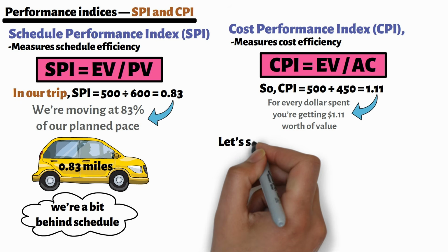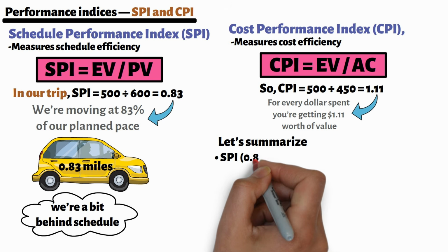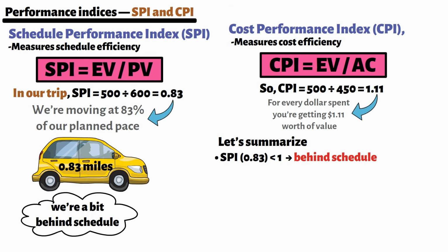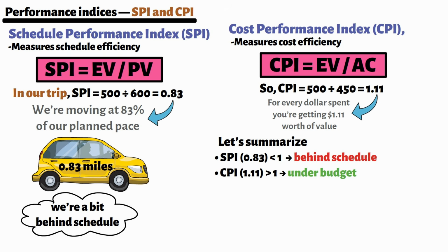Let's summarize what these two indices tell us. SPI is 0.83, which is less than 1, so you are behind schedule. CPI is 1.11, which is greater than 1, so you are under budget. So even though we're running late, we're saving money while doing it. This is the beauty of EVM. It tells us two stories at once, how fast we're going with SPI and how wisely we're spending with CPI.